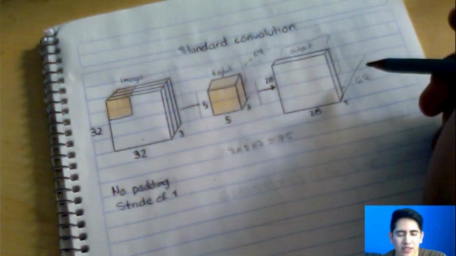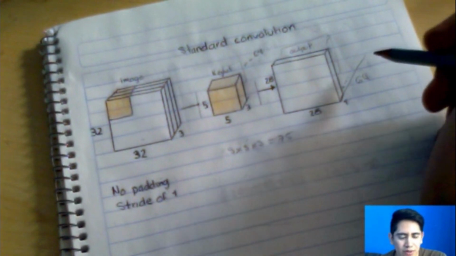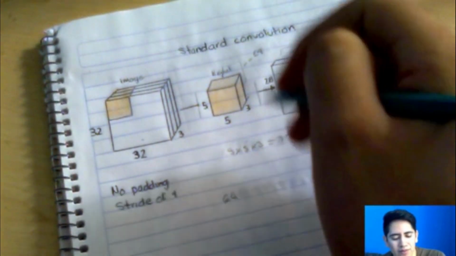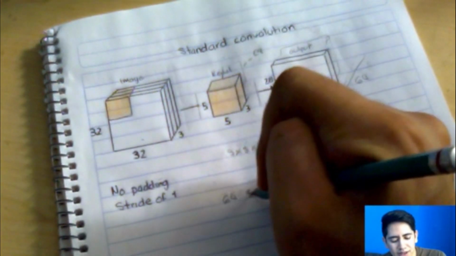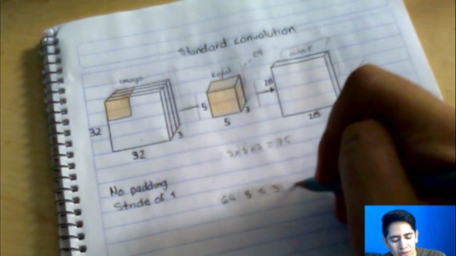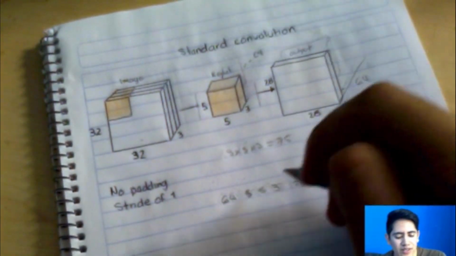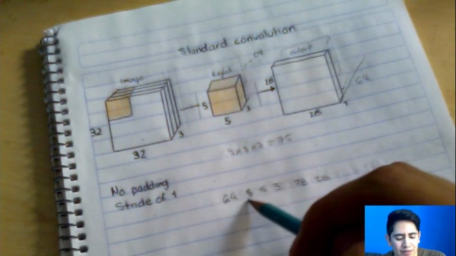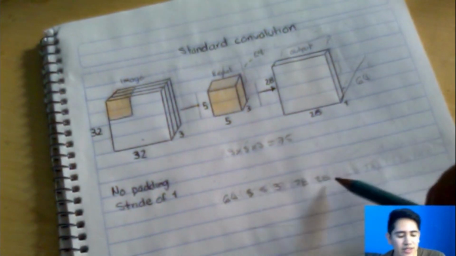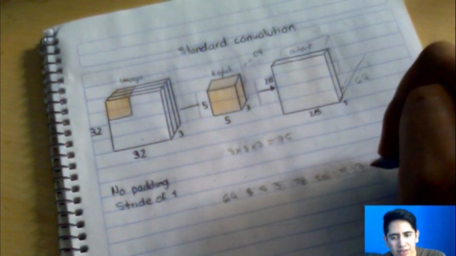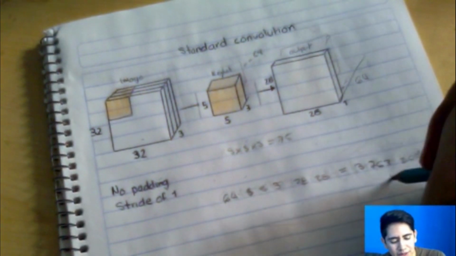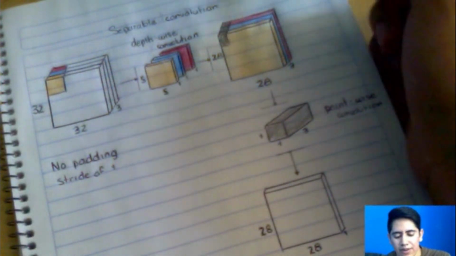And that is all. So how many multiplications did the computer have to do? Well, to calculate that, we will multiply 64, which is the number of kernels, times 5 times 5 times 3, which is the dimensions, and this kernel moved 28 by 28 times. So we're multiplying 64 times 5 times 5 times 3 times 28 times 28. This will result in 3,763,200 multiplications.